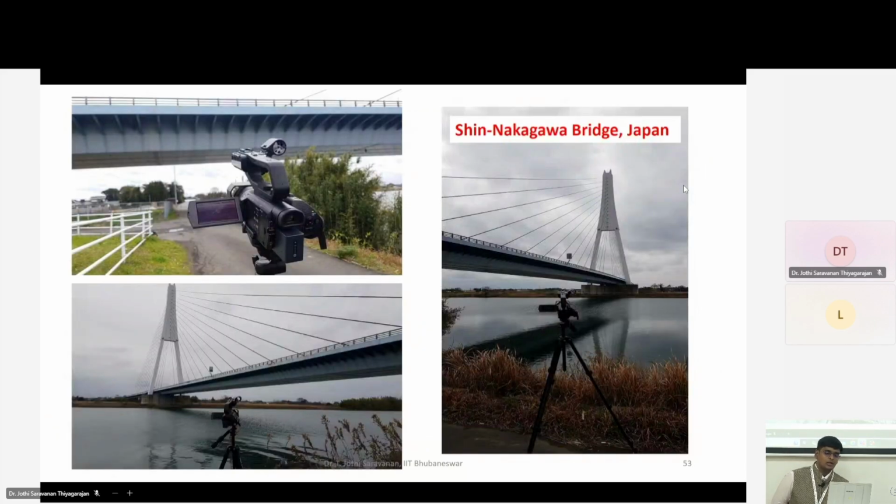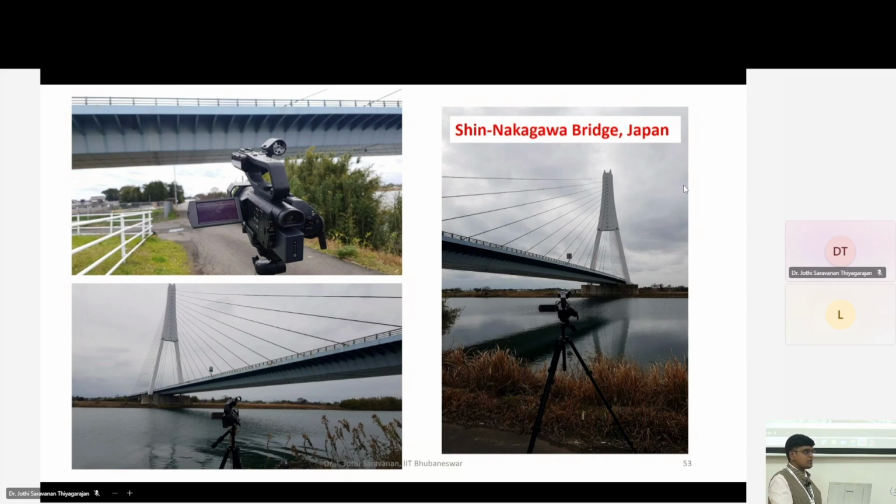So this is the bridge site that we went to, to understand things. This is the Shin Nakagawa Bridge in Japan. It's a very beautiful bridge in Nakagawa Prefecture. This is the bridge we are trying to monitor. So I'll try to show. It looks very good, right? We went early in the morning, so that's the reason it looks so good.